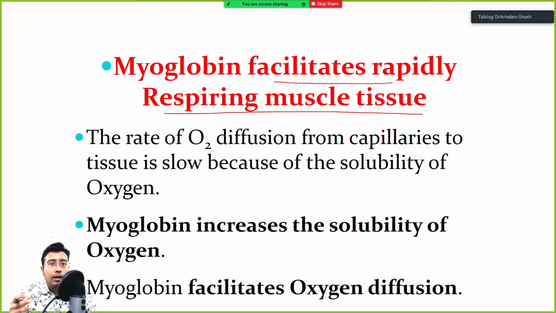what are they doing? Respiring means electron transport chain, cellular respiration, production of ATP. ATP is needed for muscle contraction. You already read the stretch reflex, how it works, troponin T, troponin, tropomyosin, actin, myosin, whatever. I am not going into the details. So we need oxygen, right?